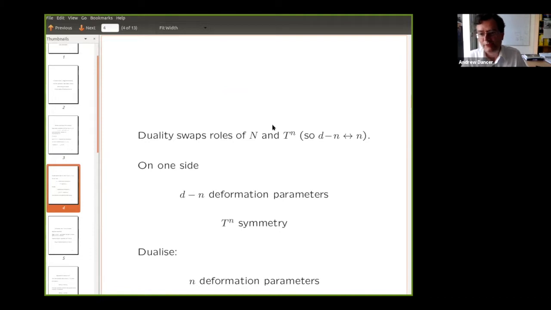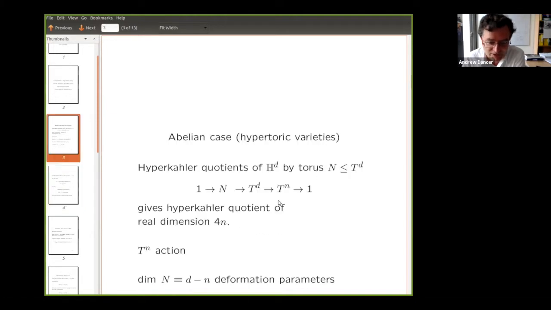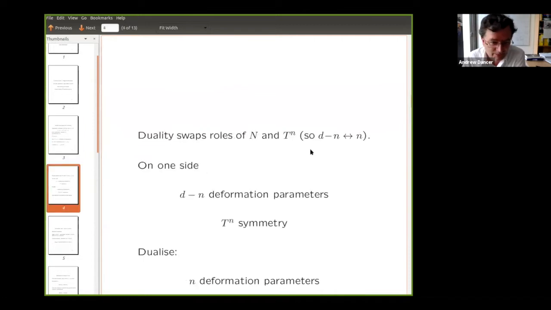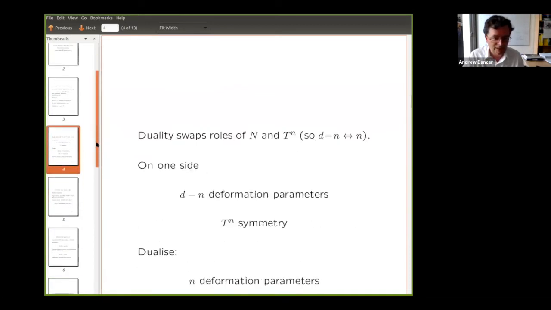What does symplectic duality do in this picture? Because the motivation for this was considering what happens with symplectic duality. Roughly speaking, the duality just swaps the roles of the subtorus and the quotient torus. A more precise statement is we would dualize that exact sequence of tori. So then the role of Tn would be played by Tn dual, and the role of Tn dual would be played by Tn. That's consistent with what we said earlier.